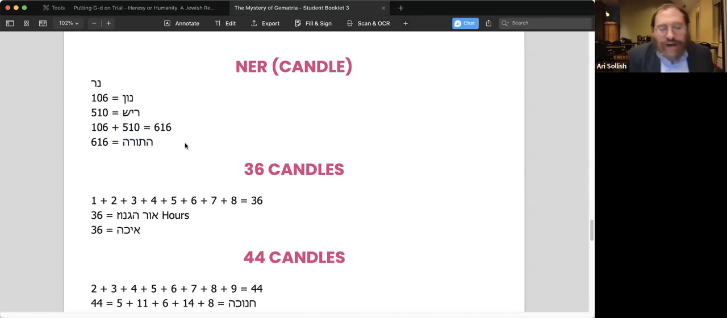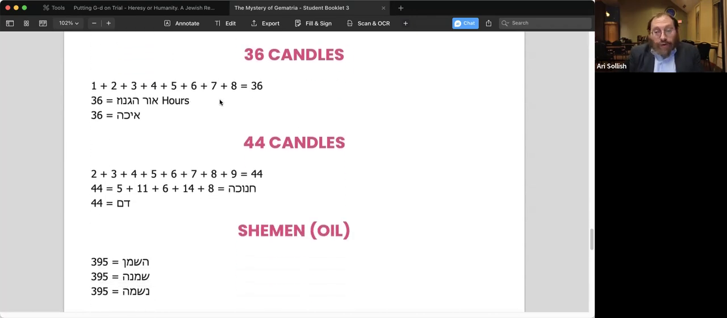And thus, we have an incredible allusion in the word ner, and that is that the true light, the true candle, the true flame is the flame of Torah. That's the true light that illuminates our lives, the meanings, the values, the guidance of God as found in HaTorah, is found in the Torah.